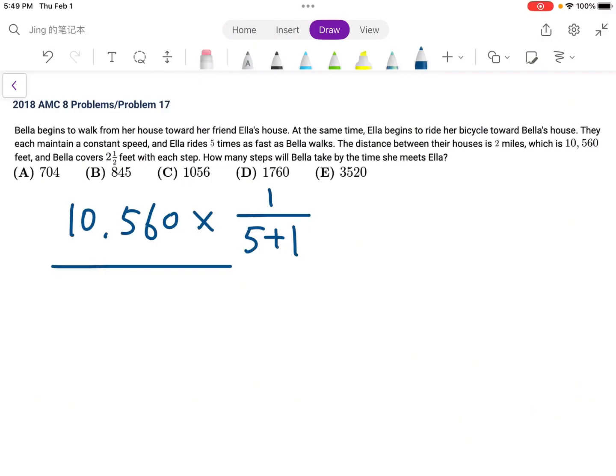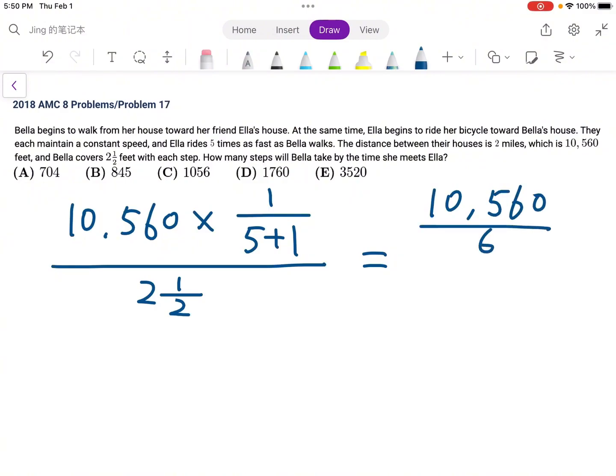And then we divide that by 2.5 feet per step. Then we'll get the total steps. That's 10,560 divide 6 divide 2.5, and we calculate that equals 704 steps.